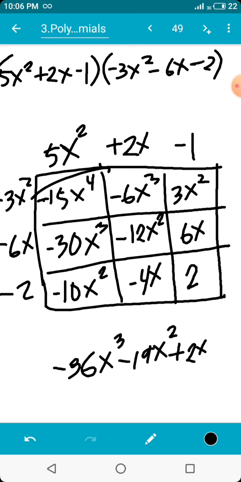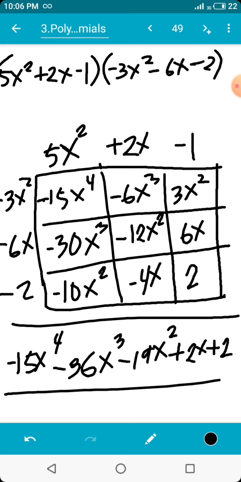Okay? And then, just bring down yung walang kapareha. So, this is negative 15x raised to 4. And this is positive 2. Okay? So, ito yung product na nakuha natin gamit yung box method. And then, same lang naman sila dun sa nakuha natin kanina nung ginamit natin yung distributive. Okay?